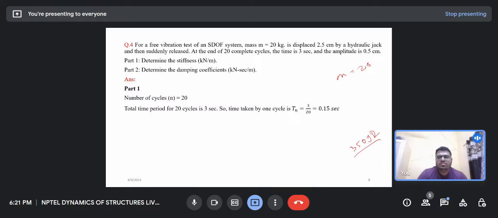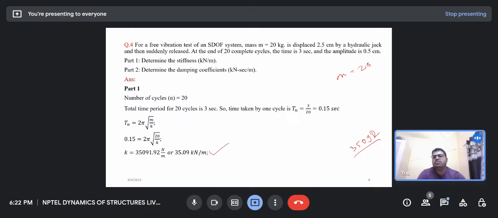Okay, let's look at the answer. As Tn is equal to 2 pi square root of m by k, and Tn is 0.15 second, k comes out to be 35091. That is the same answer you have got. So this is the stiffness of the system. Now you can find the damping coefficient of the system.